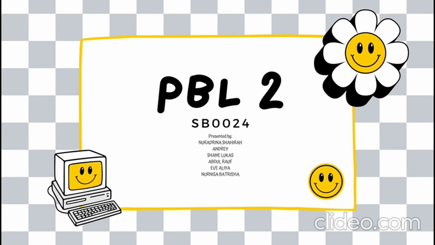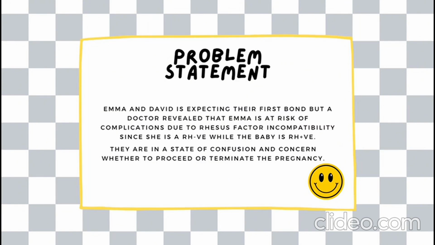Today my teammates and I are going to present our answer for a given situation from PBL 2 of the biology subject. So here is the problem statement: Emma and David are expecting their firstborn, but a doctor revealed that Emma is at risk of complications due to rhesus factor incompatibility, since she is Rh negative while the baby is Rh positive. They are in a state of confusion and concern whether to proceed or terminate the pregnancy.